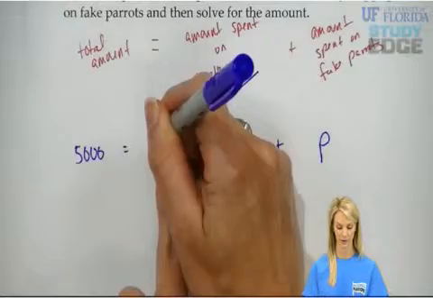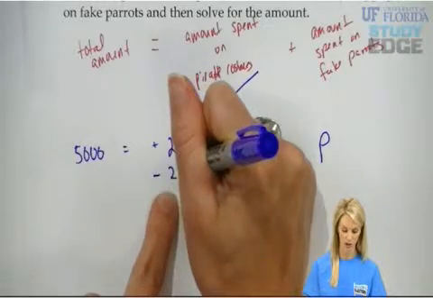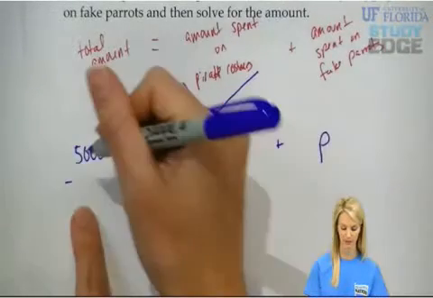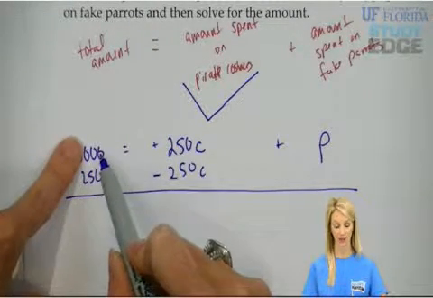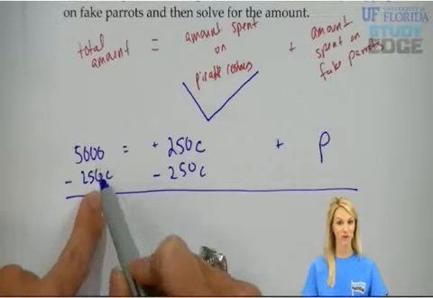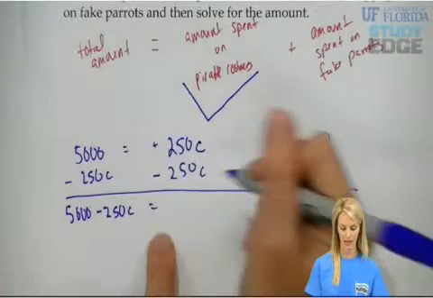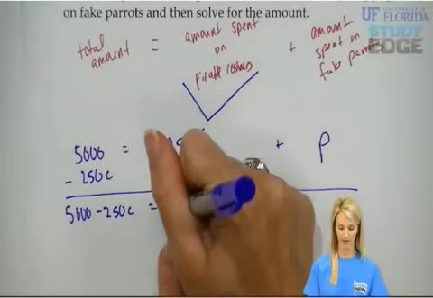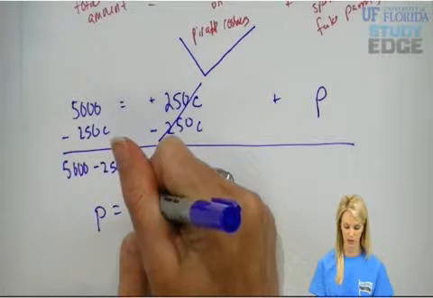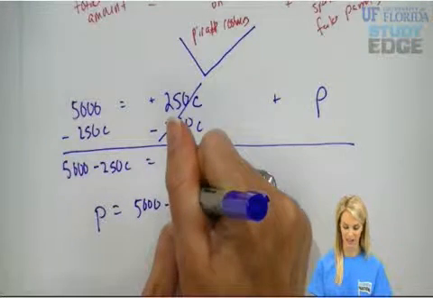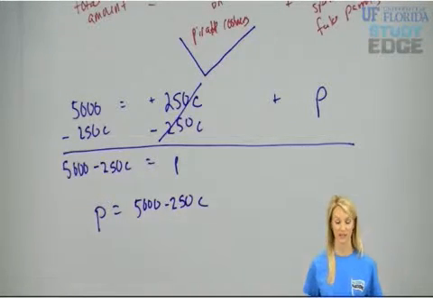Right, this is a positive, so the opposite of addition, the inverse of addition, is subtraction. So we're going to subtract 250C. Whatever I do to one side of my equal sign, I'm going to do to the other. Can we combine these? I have $5,000, and I have $250 per costume. These are not like terms. We need to keep those separate. So we have 5,000 minus 250C is equal to what? Well, these cross out, and we're left with P. So we can rewrite this in the other direction: P is equal to 5,000 minus 250C. These two equations mean the same exact thing. You're just switching what's on each side of the equal sign.